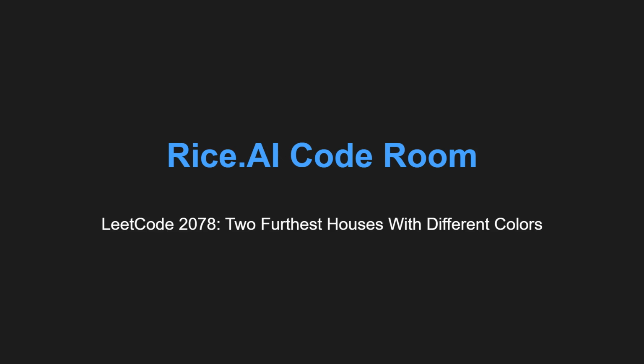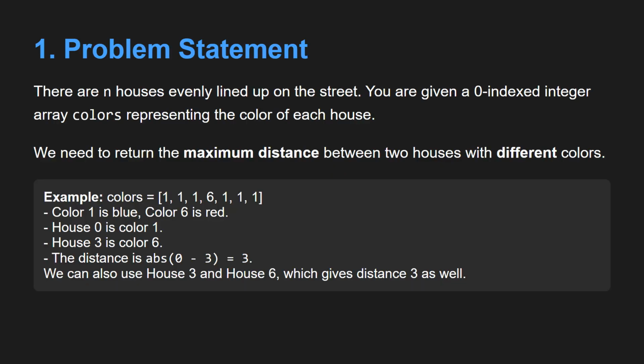Today we are tackling LeetCode 2078, two furthest houses with different colors. In this problem, there are n houses lined up on a street, each painted with a specific color given in an array. We need to find the maximum distance between any two houses that have different colors.